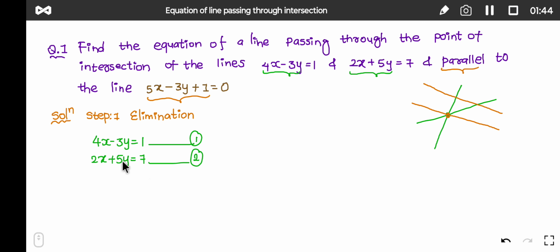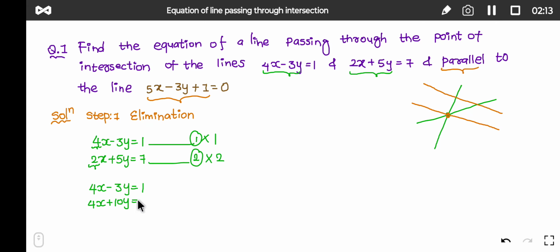Now we have to eliminate one of the variables. So we multiply equation number 1 by 1, and equation number 2 by 2. In equation number 1, 4 is already there, so if you multiply the second equation by 2, we will get 4 here also. So the first equation as it is, 4x minus 3y is equal to 1. And the second equation multiplied by 2 gives 4x plus 10y is equal to 7 into 2, 14.